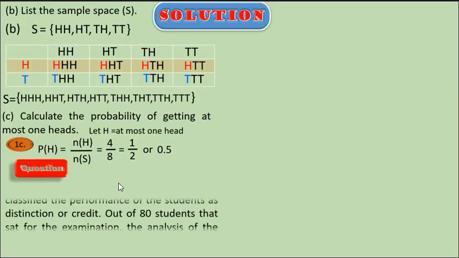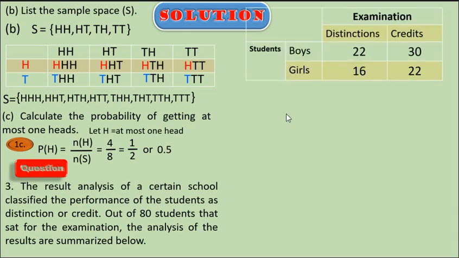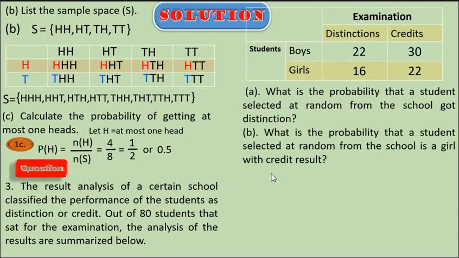Then the next question: the result of analysis of a certain school classified the performance of the students as distinction or credit. Out of 80 students, that's the total number of the sample space that sat for the examination, the analysis of the results is summarized below. So that is the analysis. Now the questions follow. With these questions, we are going to move to the next slide to solve them.